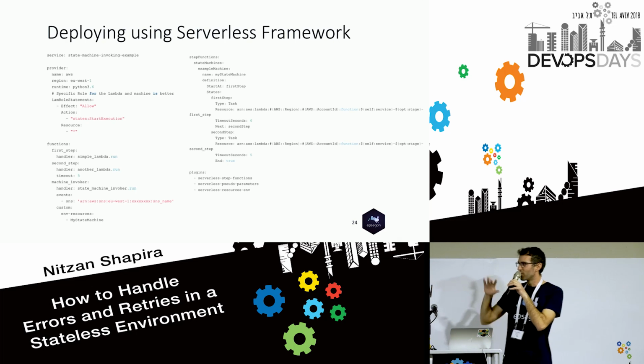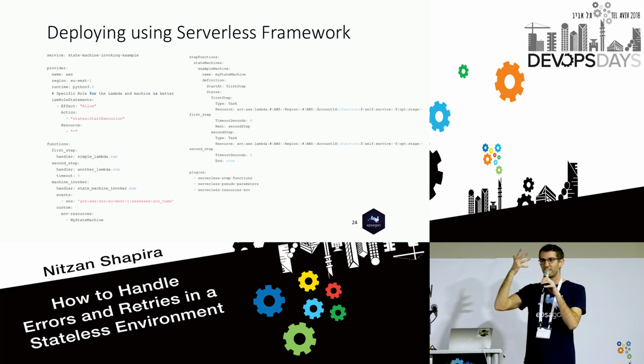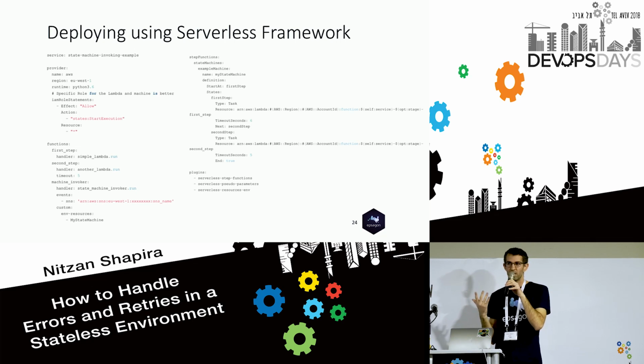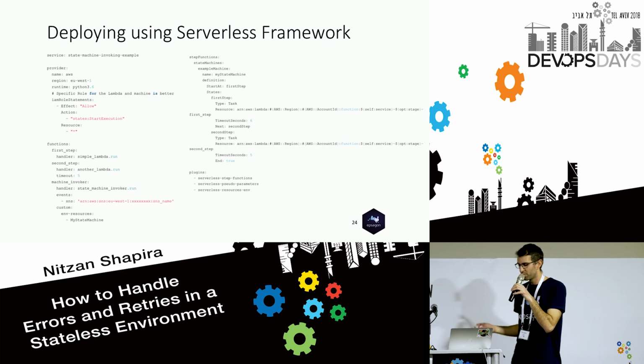This is just some example. Don't look at the code so much, but this is how you can describe a step machine using a YAML with Serverless Framework, which is one of the popular tools for deploying. Like people use it in CI/CD a lot. So you basically describe it as a YAML file, you deploy it, you can do it in CloudFormation in different ways, Terraform and so on.